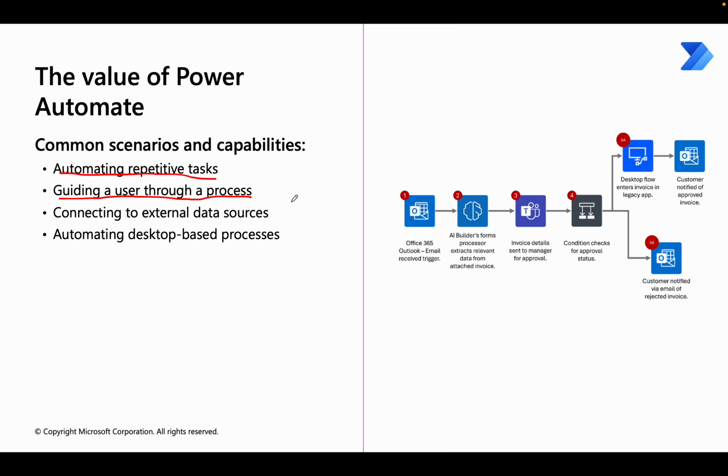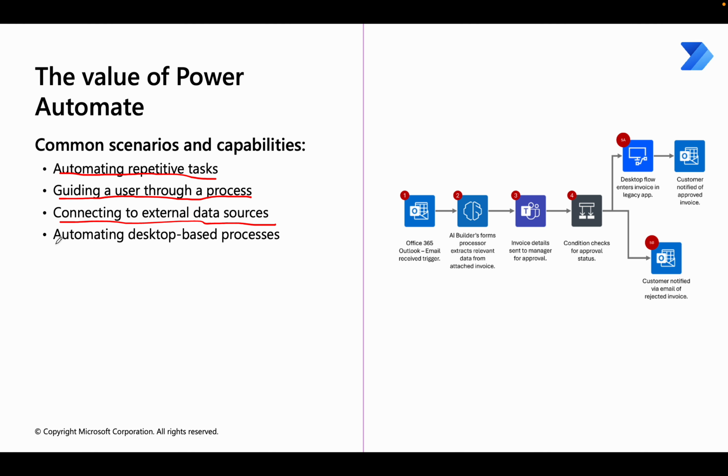Sometimes we call it an SOP. Then the user may not get into the wrong stage. The third one is connecting to external data sources. So actually, Power Automate may connect to other data sources by connectors.